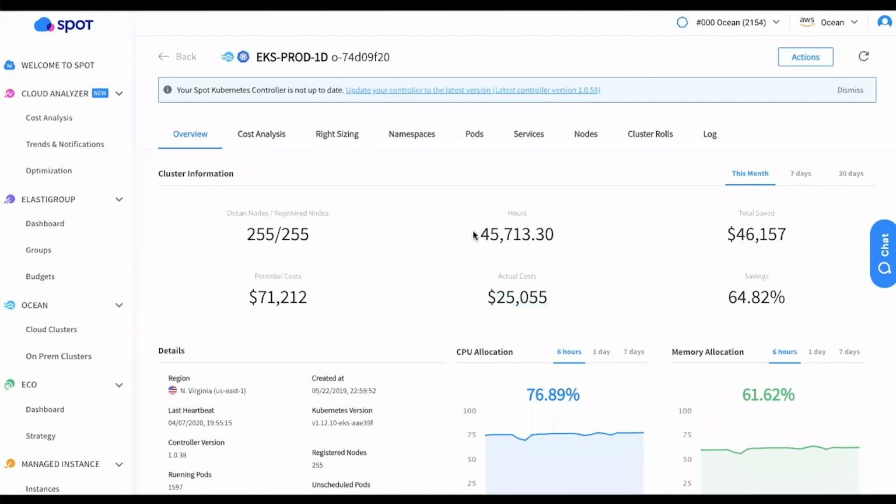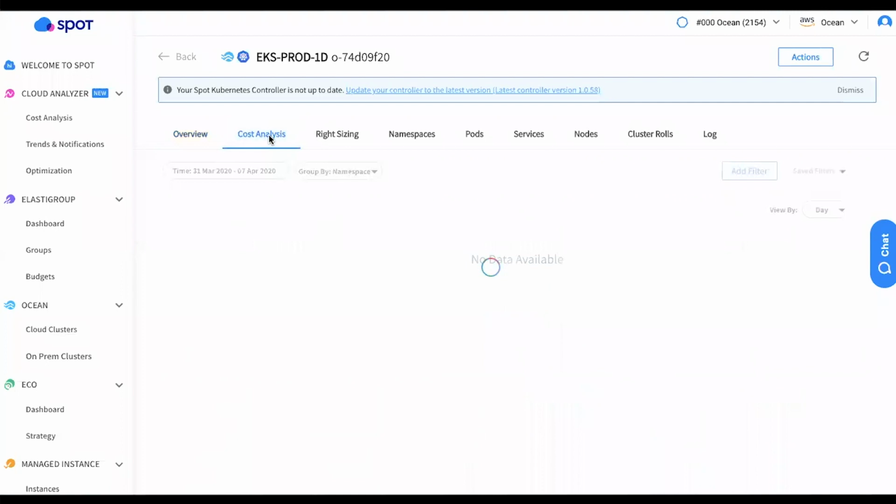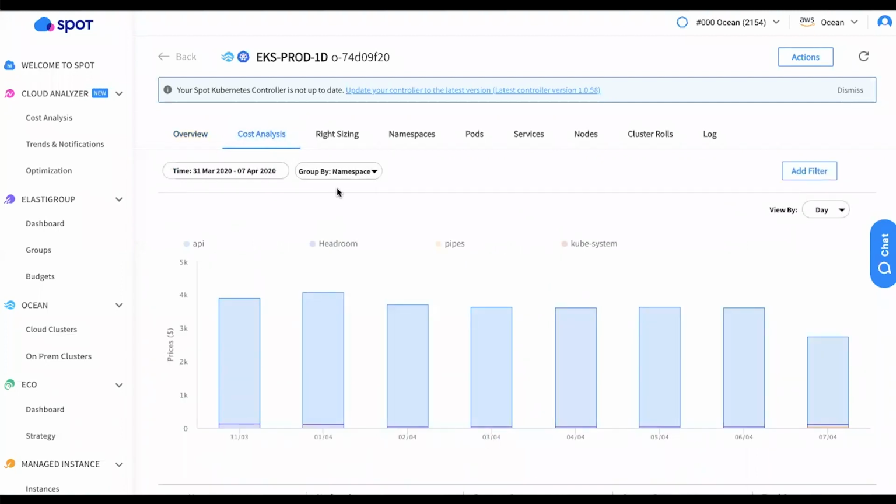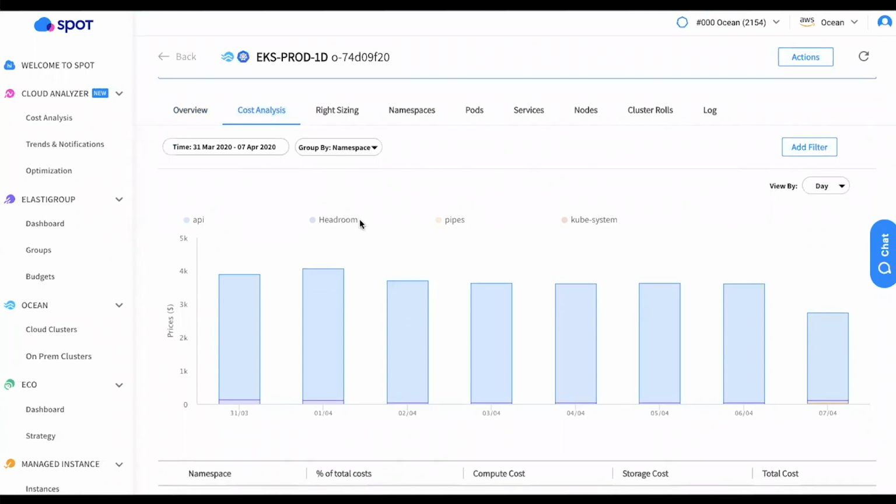All fine and good, but coming back to our cost analysis and the focus of visibility here. For the containerized workloads, we give you a very special kind of view over here in cost analysis, where you're really able to take the cluster and break it down by Kubernetes-specific objects. So you can take your cost and break it down by namespace.